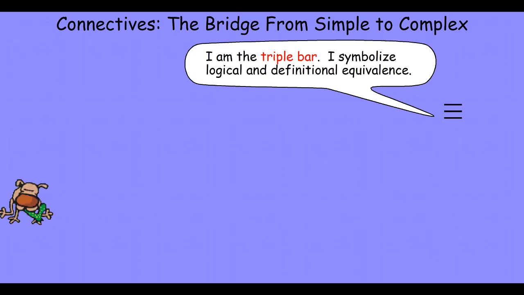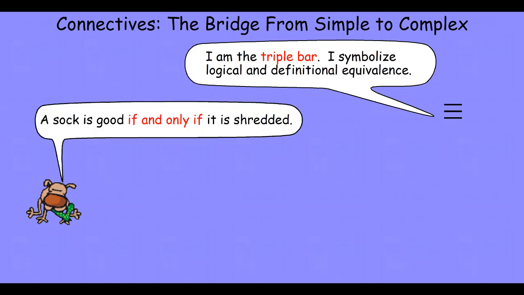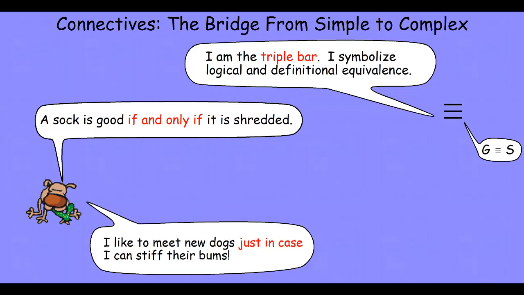They're either both true or they're both false. And so here are a couple of biconditionals that I think my dog Calvin lives by. Okay? A sock is good if and only if it's shredded. So a sock is good, a sock is shredded. This statement is true when they are both true or they are both false. G, triple bar, S. I like to meet new dogs just in case I can sniff their bums. Again, M, triple bar, B. They're either both true or they're both false.